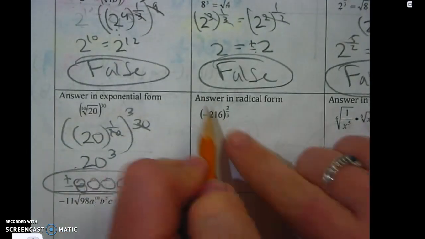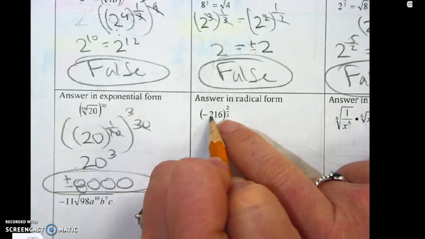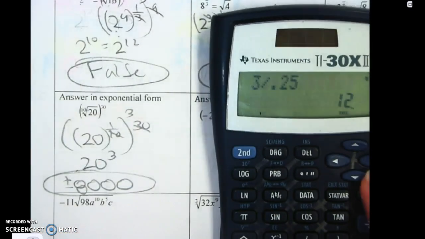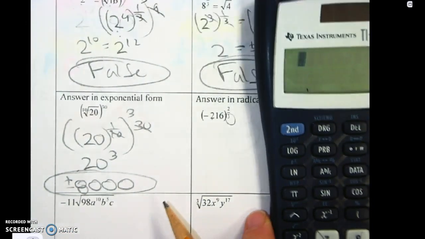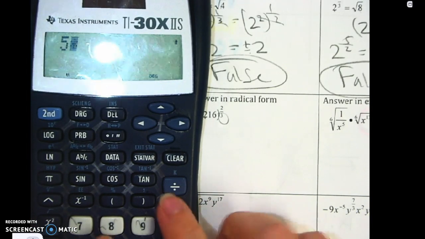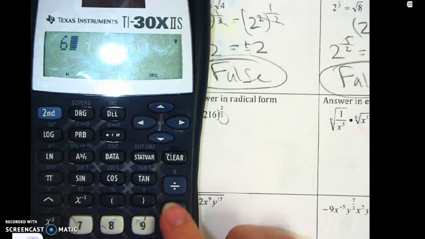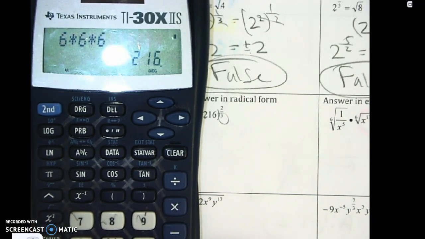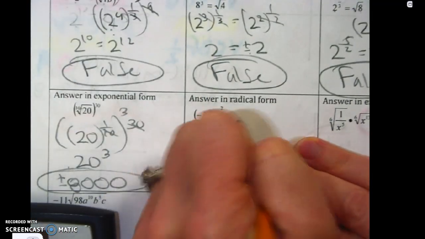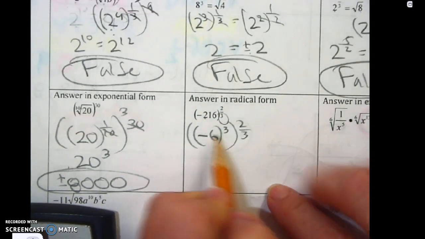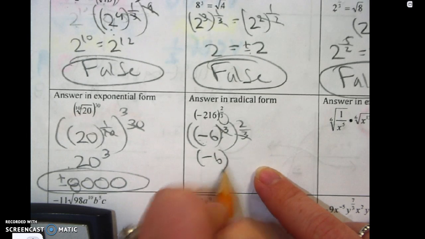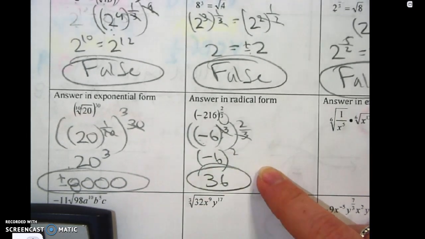Okay. Next one, 216. That might be difficult. So I'm focused on the 3. So I'm going to guess. I mean, I know what the answer is, but I'm pretending. So I'm going to go 4 times 4 times 4. Too small, 5 times 5 times 5. Too small, 6 times 6 times 6. Oh my gosh, it's a miracle. So it's negative 6 cubed to the 2/3. Yes, you need parentheses here because that's negative. That's gone. Negative 6 squared is 36.